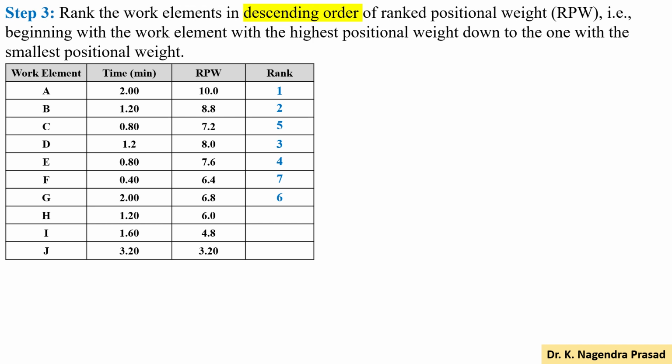The next highest value is 6.4 for work element F, so it is rank 7. The next highest value is 6 for work element H, and its rank is 8. The next highest value is 4.8 for work element I, and its rank is 9. And there is only one work element left, J, and its rank is 10.